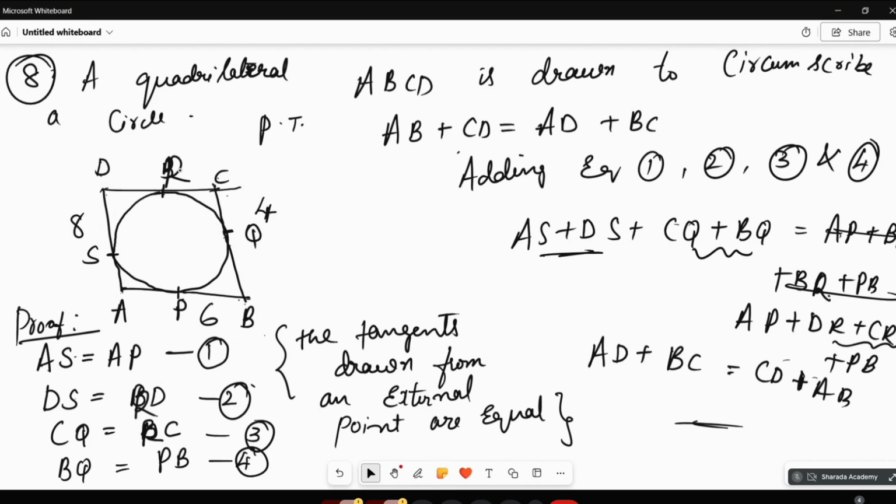MCQs, they will ask. And again, I'm repeating, whatever we are doing, exactly the same question will not come. You start practicing more and more, then you will get an idea how to solve that, how to do it faster. And then you will be able to start thinking more. Then you will be able to solve all the questions. You have to practice more, then only you will be able to get it. And 10 to 15 marks, now only I'm telling, in the exam new questions only will come.